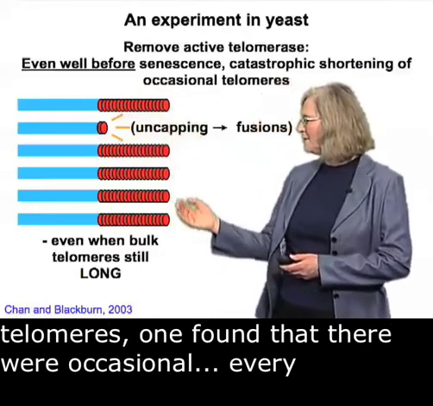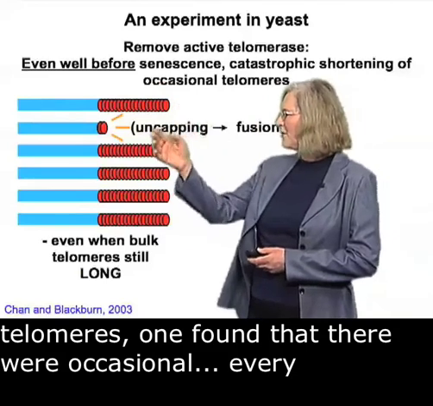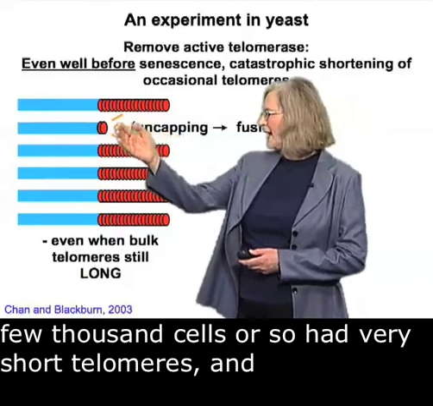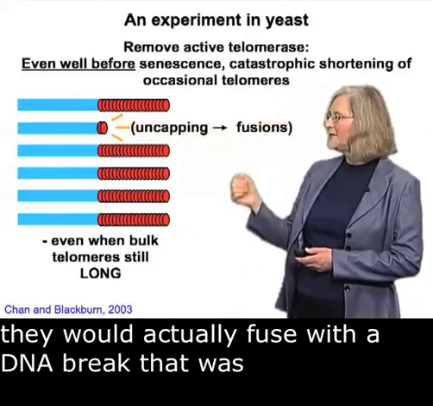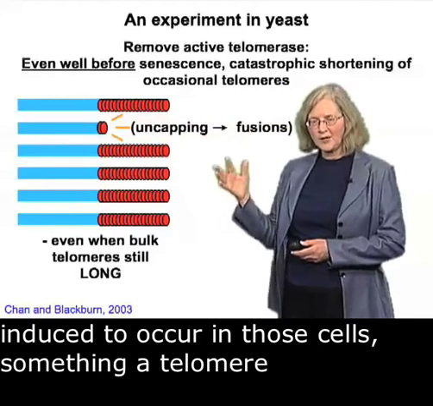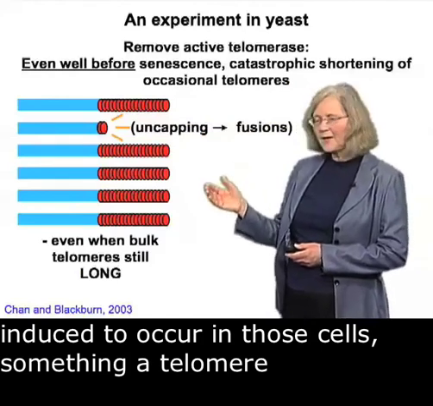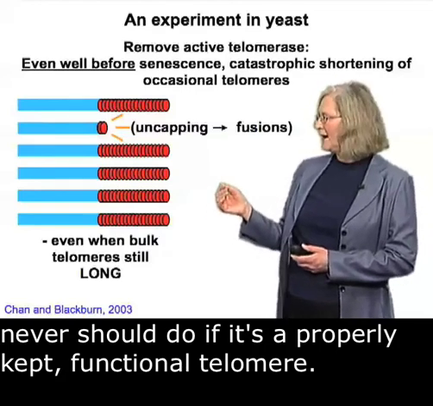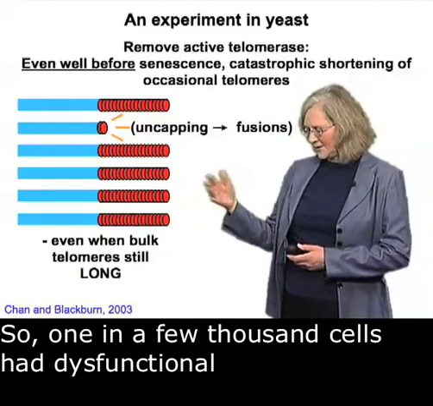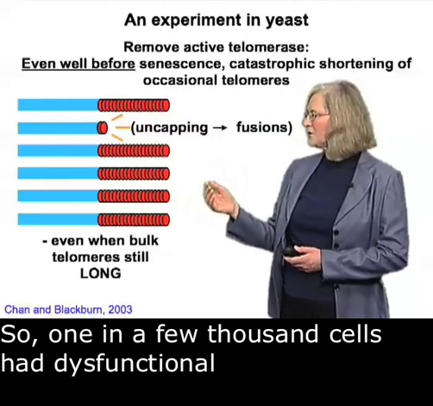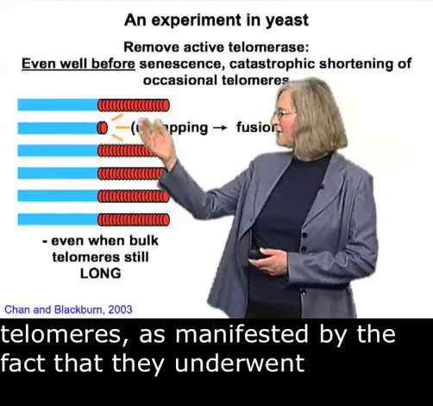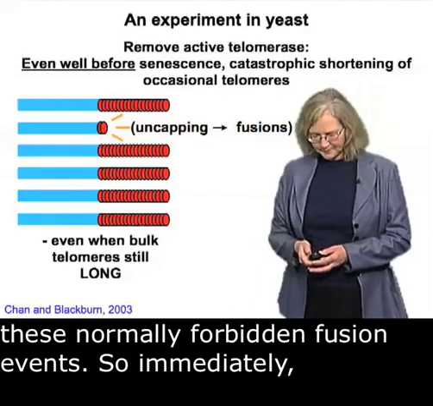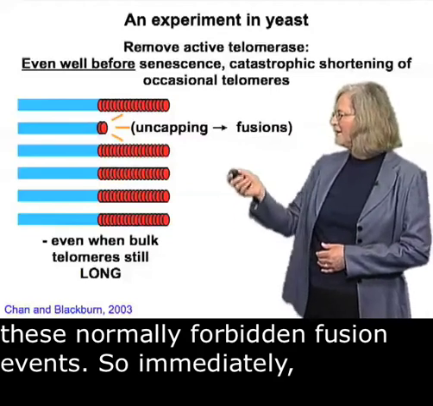still with their long telomeres, one found that there were occasional, every few thousand cells or so, had very short telomeres, and they would actually fuse with a DNA break that was induced to occur in those cells. Something a telomere never should do if it's a properly capped functional telomere. So 1 in a few thousand cells had dysfunctional telomeres as manifested by the fact that they underwent these normally forbidden fusion events.